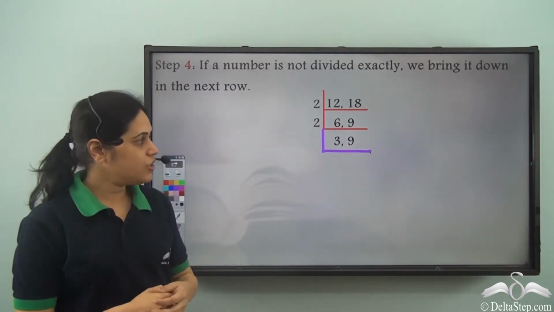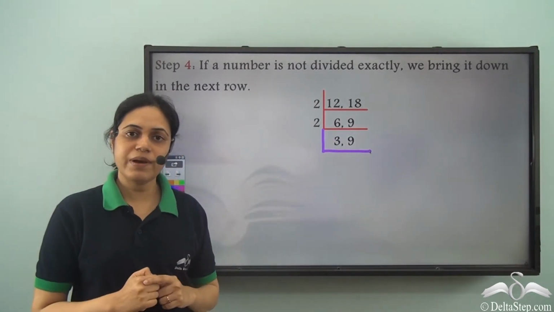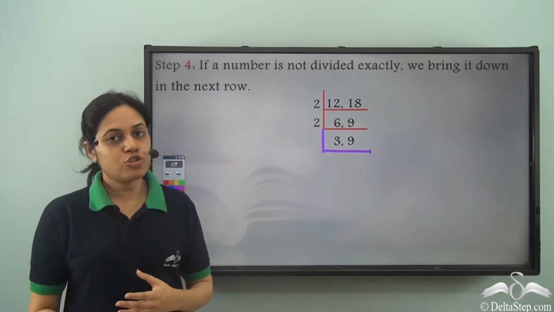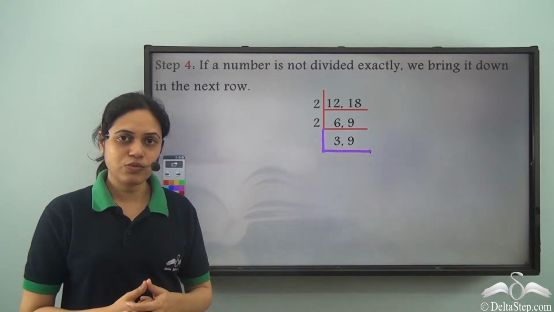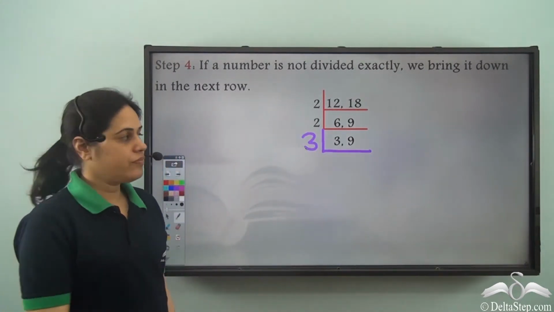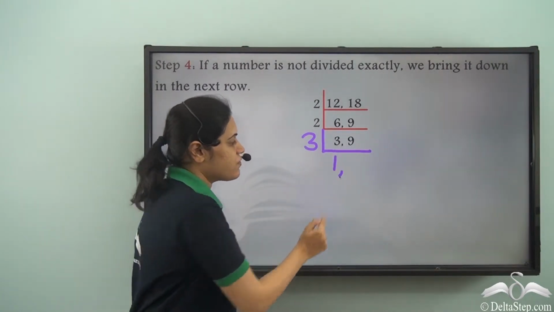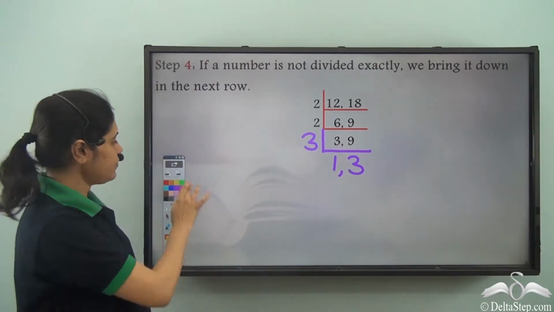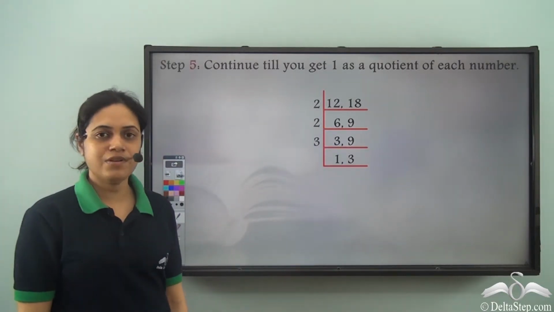So if I consider 2, 3 is not divisible by 2. Also 9 is not divisible by 2. So none of the numbers are divisible by 2. So I go to the next prime number, which is 3. Now 3 divided by 3 is 1. And 9 divided by 3 is 3. This is what I have.